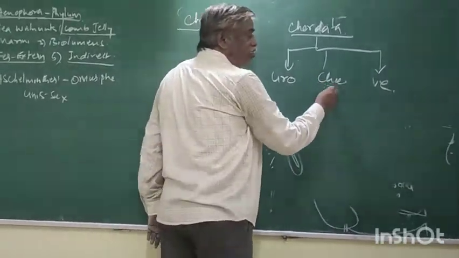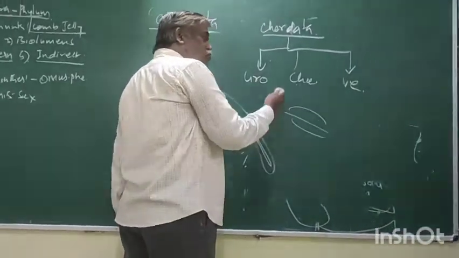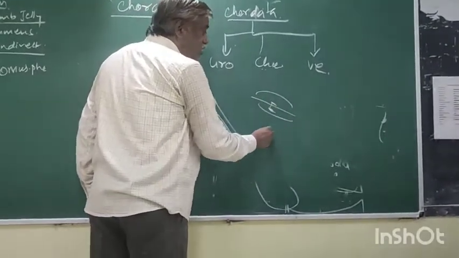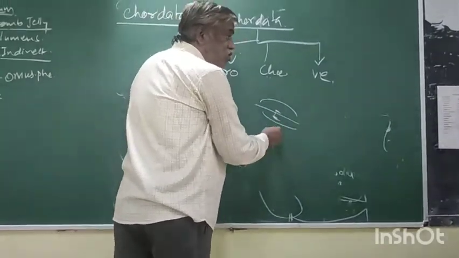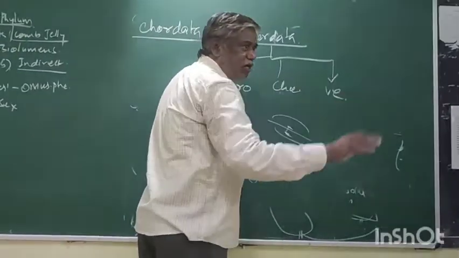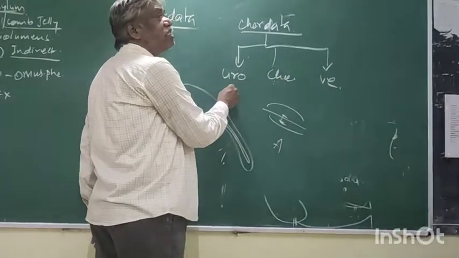Now, in cephalochordata, the notochord is complete from one end to the other end, and also present in the embryo as well as the adult. That means it is permanent and complete. Complete means entire body. So this is the cephalochordata.